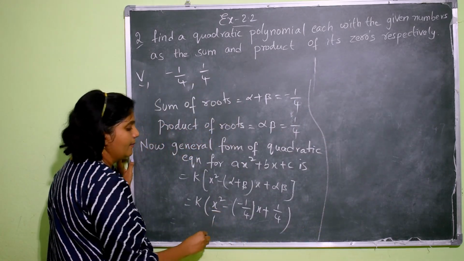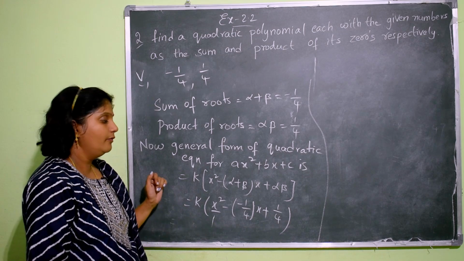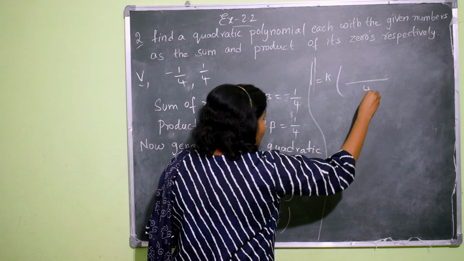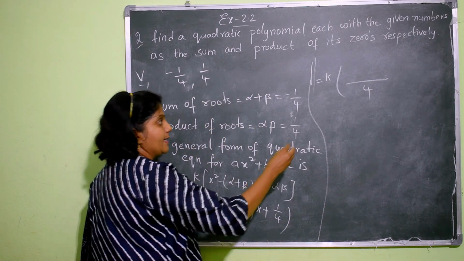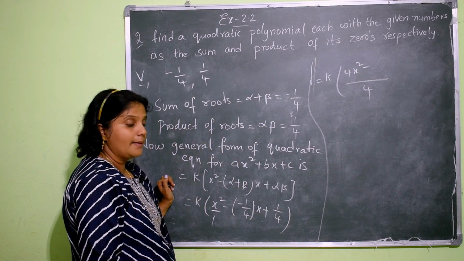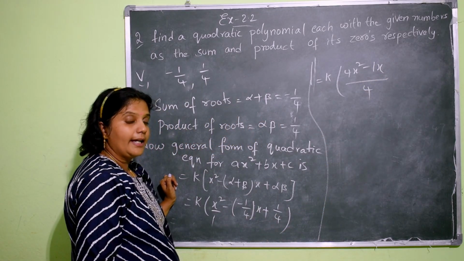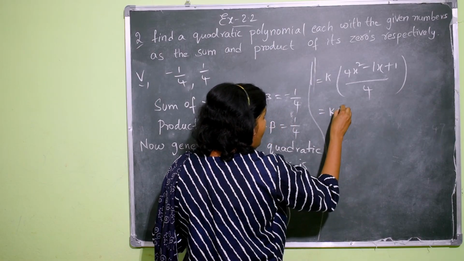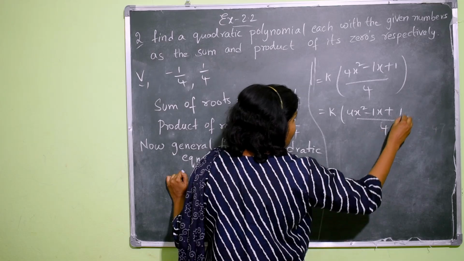So what is the LCM here? Nothing is there, I am writing it as 1. So what is the LCM for 1 and 4? 4. So k into LCM is 4. So in 4 table, 4 how many times? 4 times. So 4 into x square minus, in 4 table 4 how many times? 1 time. So 1 into x is 1x. Plus, in 4 table again 4 how many times? 1 time. Plus 1. So k into 4x square minus 1x plus 1 by 4.